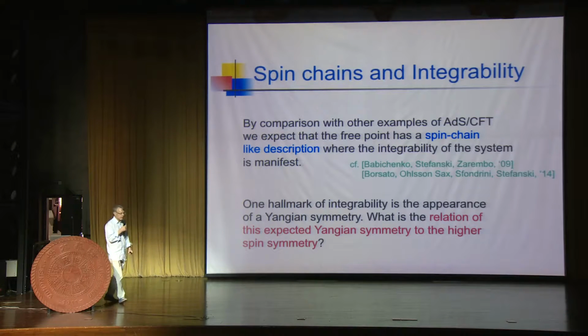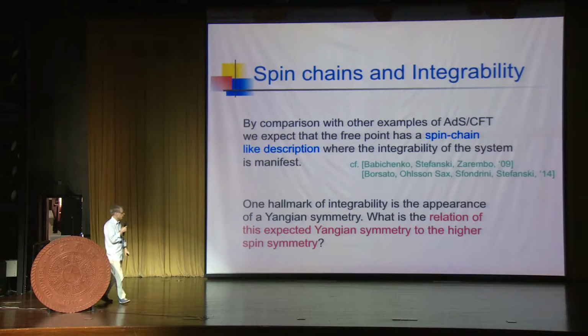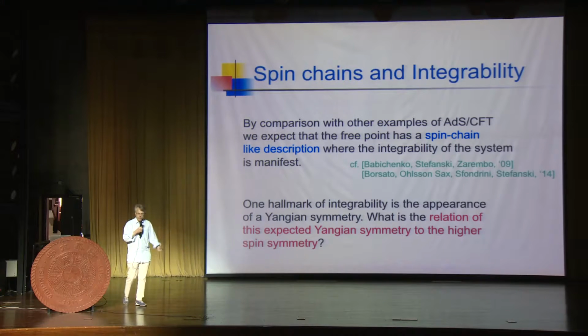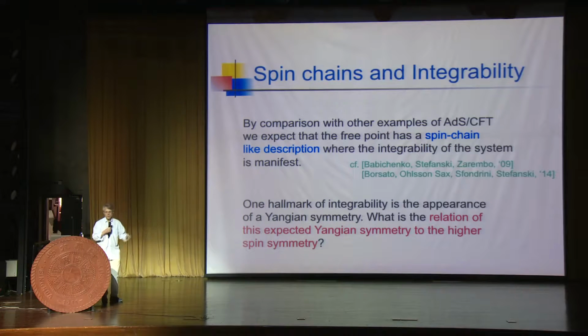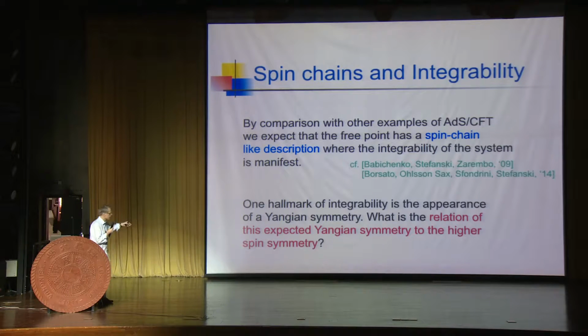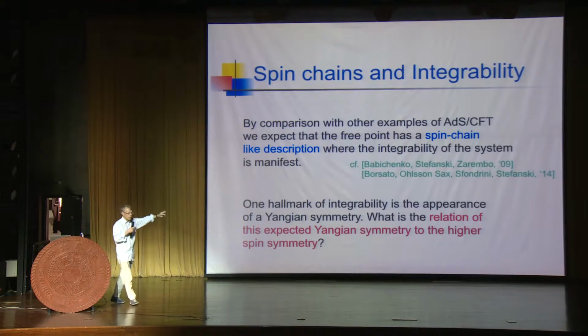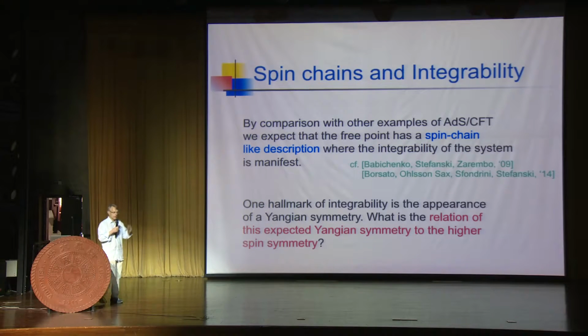What we would like to understand is what's the analog of this spin chain-like integrable description in the context of AdS3, CFT2. In particular, one thing one may want to understand is the relation between the Yangian symmetry, one of the hallmarks of integrability, and the higher spin symmetry that's manifestly present in the dual CFT. So we want to understand how the integrable spin chain part of the world and the higher spin CFT duality part of the world fit together.